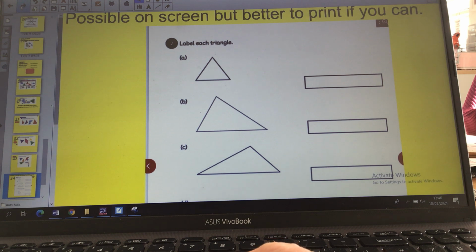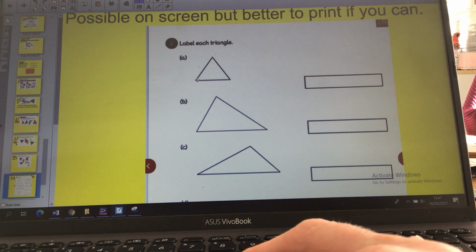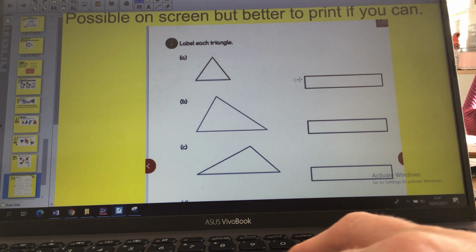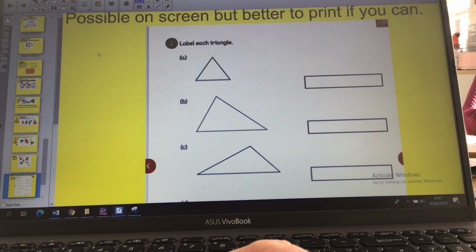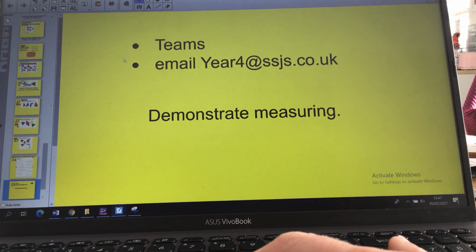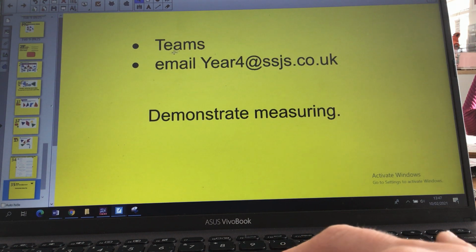So this is possible to do on screen if you can't print, but if you can print it today, it's going to be much easier for you to do. But if you can't, you can still get your piece of string or your ruler and have a little go at measuring the sides and working out which triangle it belongs to. This is part of your task on Teams today. Remember, you can send me your task through Teams or you can email me.